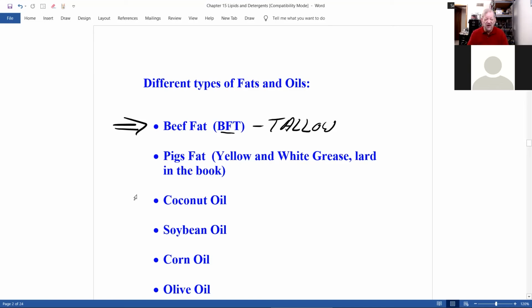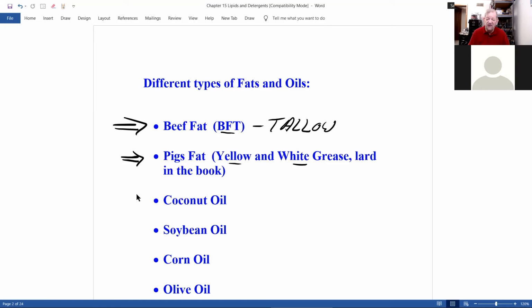So the other type that you should know, pig's fat, which you know is lard, but there are 2 types, white and yellow grease. And the white grease is slightly purer than the yellow grease. And this has come from pig's fat. And at the company I worked for, each week we'd buy and use 2 to 3 million pounds a week of either tallow or yellow or white grease. For most of what we did, yellow and white grease would suffice.